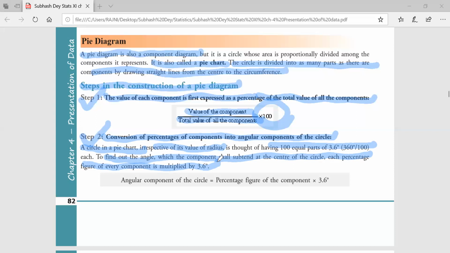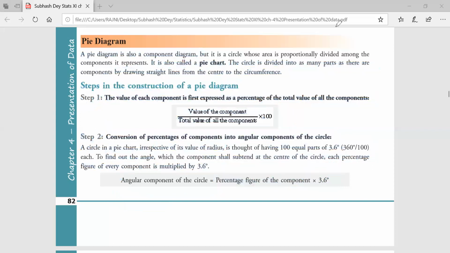In order to convert the percentage of the data into the angular component of the circle, you just have to multiply the data by 3.6 degrees. Like 360 degrees, 360 divided by 100 becomes 3.6 degrees. Okay, so these are mainly the two major steps in order to construct the pie diagram.